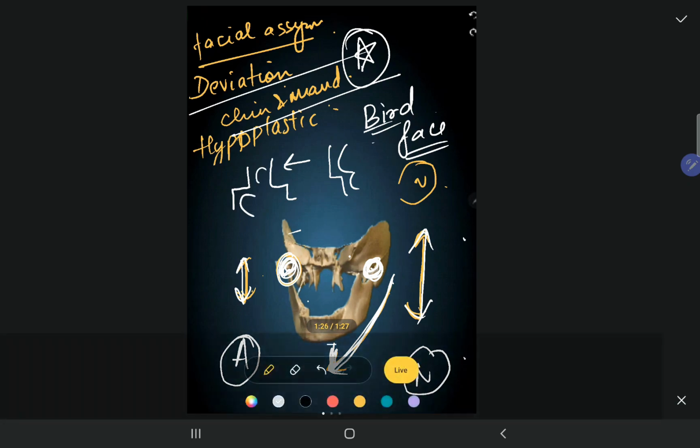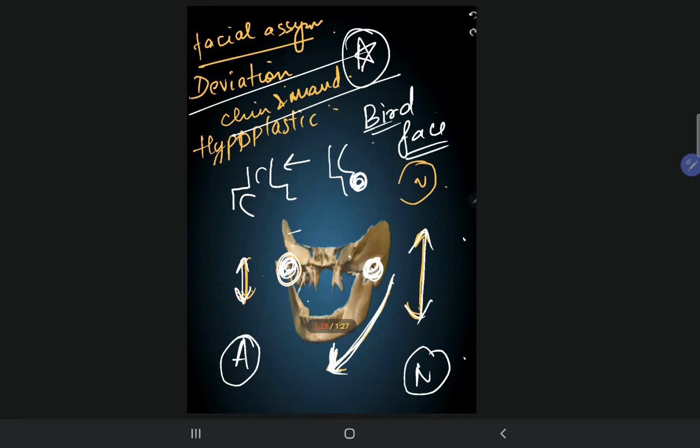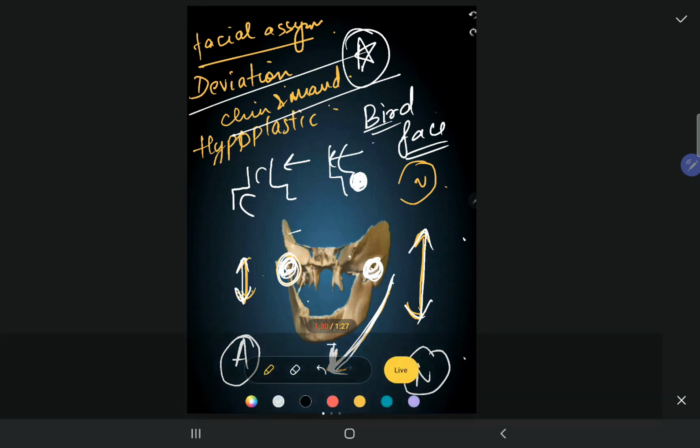In case of hypoplastic maxilla, we see the class 3. Since the mandible is hypoplastic, the mandible is small, so it looks like the maxilla is protruded. So that gives the appearance of a class 2 malocclusion. We see sometimes there is a class 2 malocclusion in case of a bilateral ankylosis. The upper incisors look very protrusive, and we also see there is an anterior open bite.